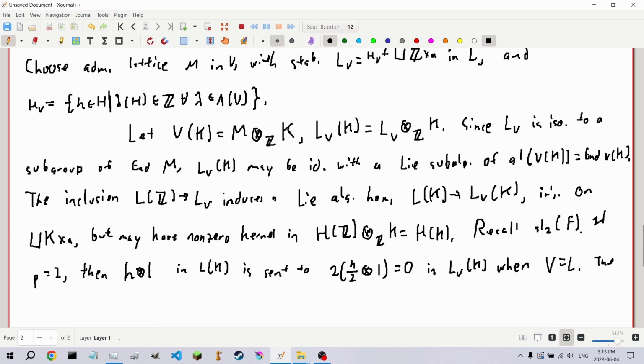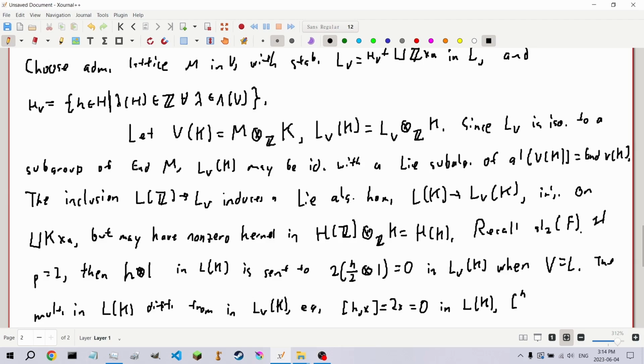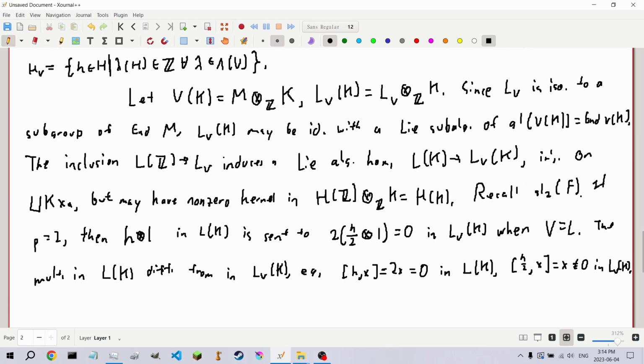We also see that the multiplication in LK differs from that in LVK. For example, the bracket of h and x, we know is 2x, which is 0 in LK. But the bracket of h over 2 with x is non-zero in LVK. This is all in characteristic 2, mind you, so that's why all of our references to doubling things ends up turning them into 0.